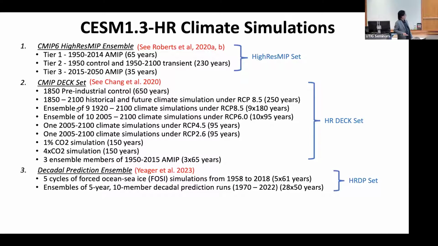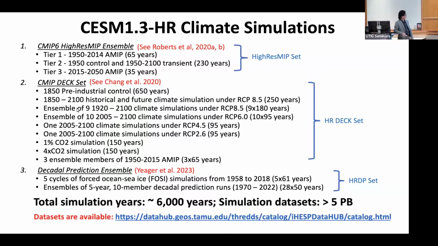Okay, now in addition to that, we also did something a little bit ambitious, and we actually did a decadal prediction experiment. So the DAC simulations I mentioned earlier are not initialized, so we're not using the observations to initialize the model. So in the third set of experiments, we're actually using observations to initialize the ocean model. So we actually completed the ensemble of 5 years and 10-member ensemble decadal prediction from 1970 all the way to the current 2020. So that's also a very expensive experiment.